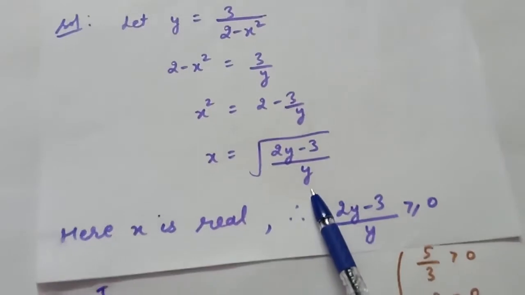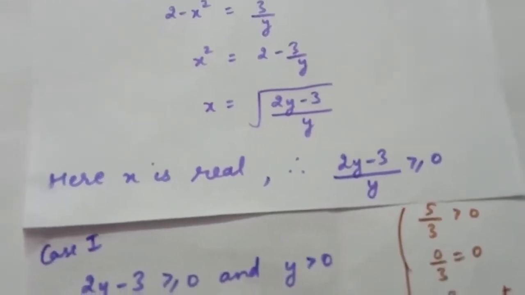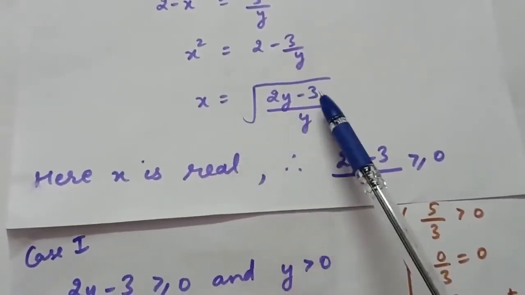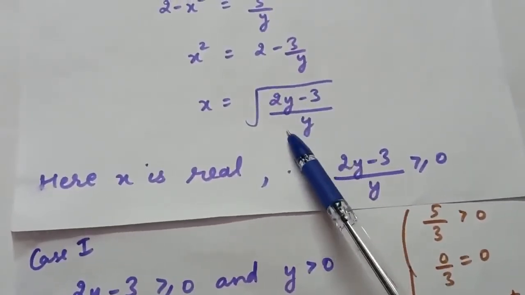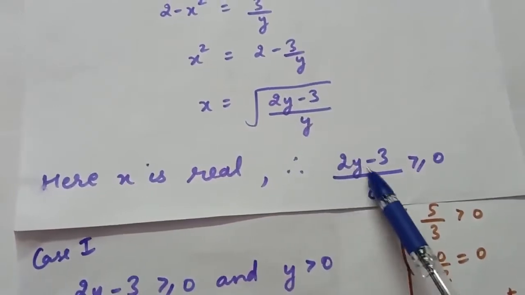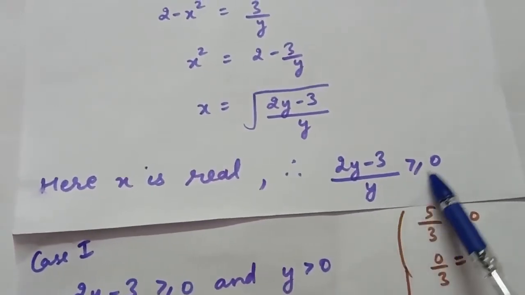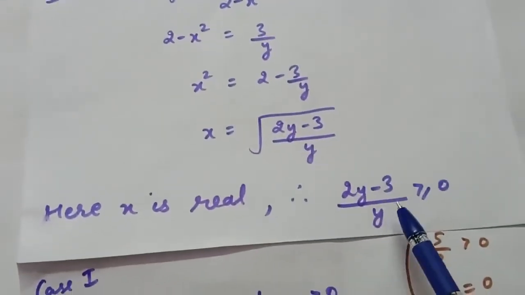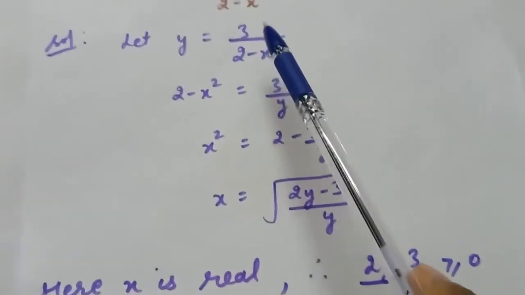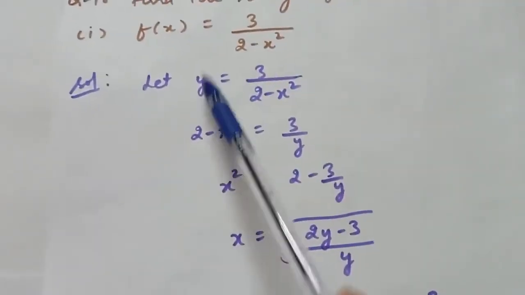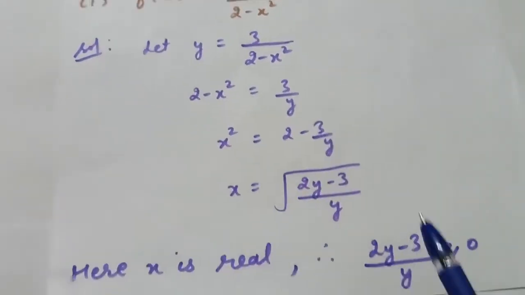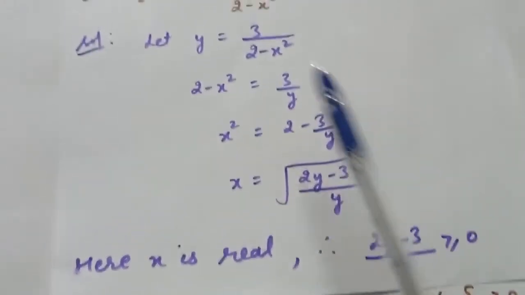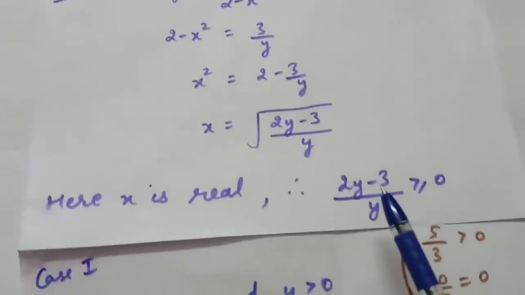Now see, as we know, the function is defined on the set of reals. So x is real. x will be real if the term inside the root, that is (2y minus 3) upon y, is either equal to 0 or greater than 0. From here we will get the value of y, and we let this value as y, that is f(x) is y. So the values of y will be nothing but the range of f(x), the range of the function, right? So we will find the value of y.